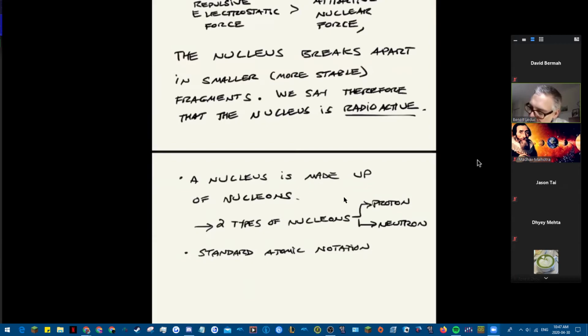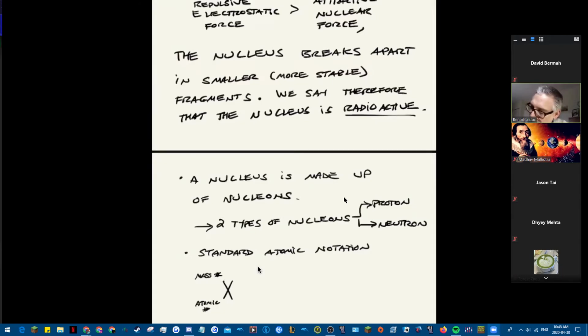So the standard atomic notation is this. On here, it's going to be the atomic number. And right here is called the mass number. And this is the element, the chemical formula for the element.